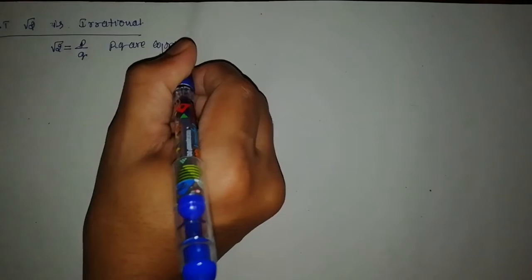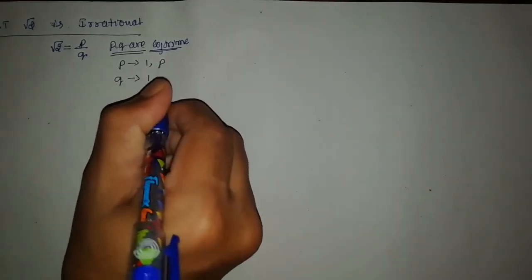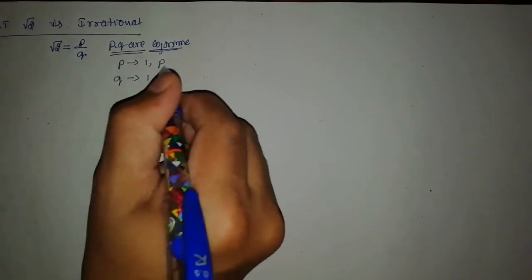So it is rational means you can write that number in the form of p by q, where p and q are integers, and q not equal to 0. And the very important thing is p and q are co-prime. Co-prime means p and q don't have divisors other than 1 and itself. For p only 1 and p are the divisors. For q also 1 and q are the divisors. There will be no common divisor for both p and q.